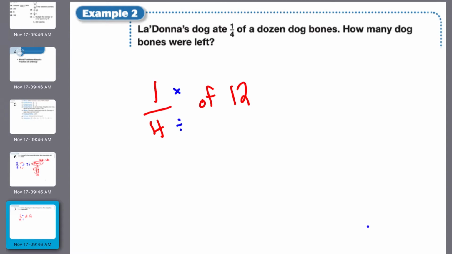So 12 divided by 4 gives me 3. So I did the division. Now I'm going to multiply: 3 times 1 is still 3. So 1/4 of 12 gives me 3 bones.